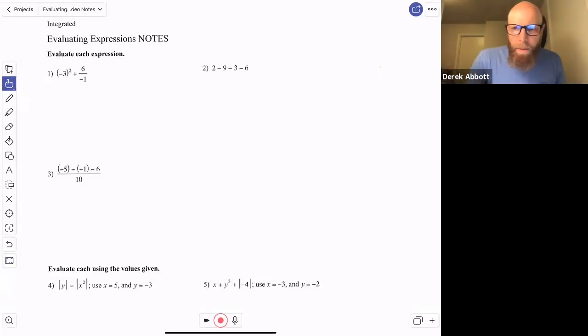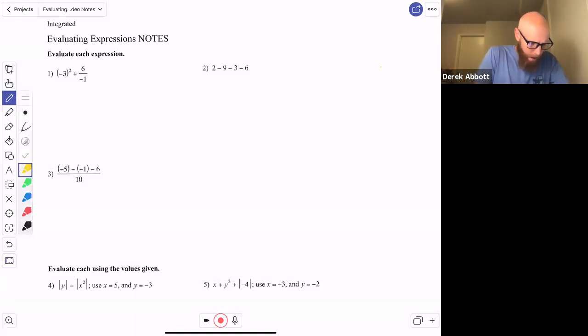All right. Well, let's start this off integrated. We're going to do evaluating expressions, right? So this is really kind of just from the sense of math. We really need to come at this with our order of operations. All right, so that's going to be number one, order of operations. Let's get started here.